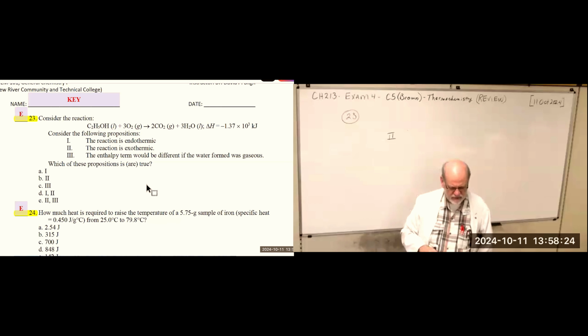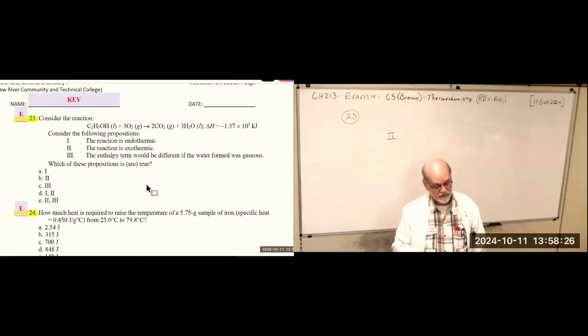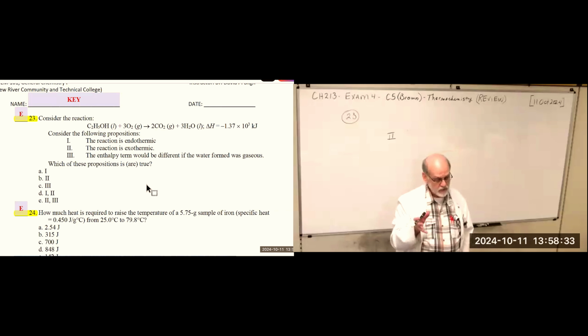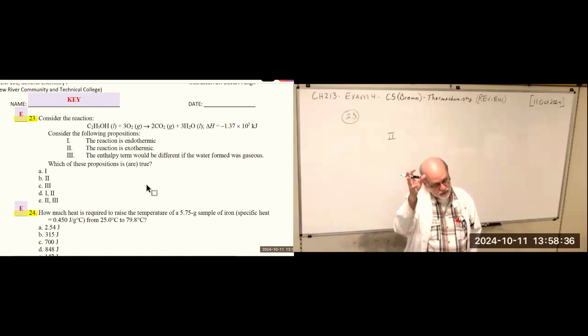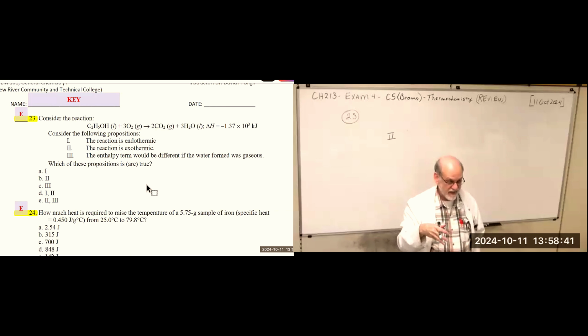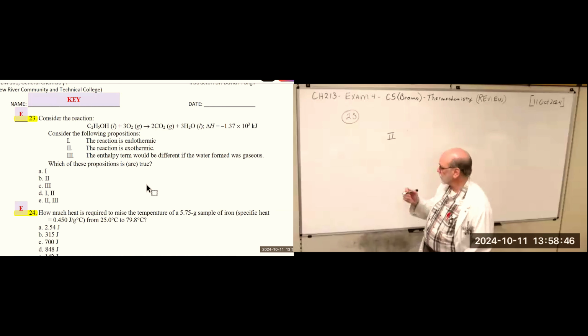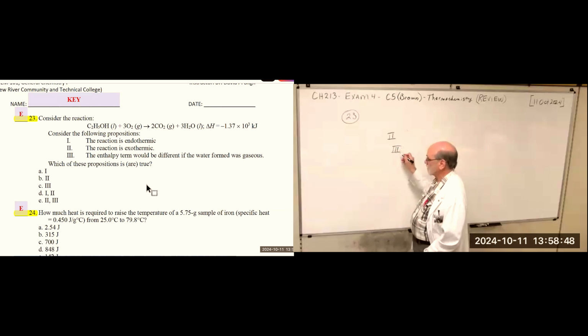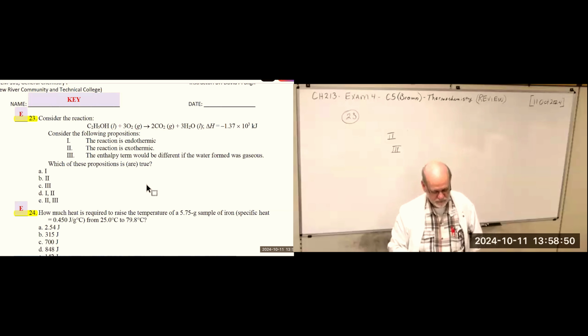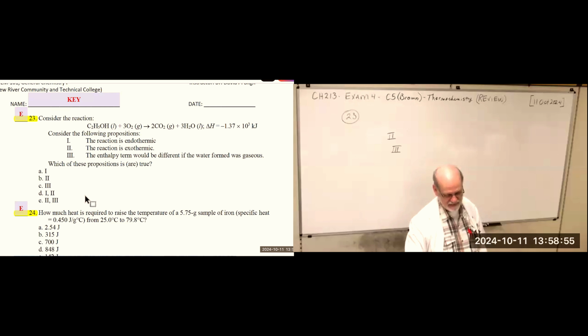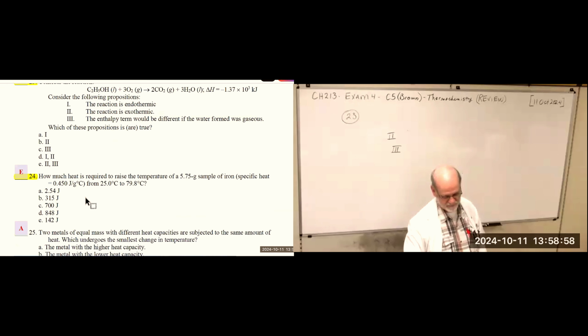The enthalpy term would be different if the water were gaseous. That is true. If the water were a gas, then some of that energy would be used up in taking the liquid to a gas, and the enthalpy would be a smaller value, a lower value. So number 3 is also true. 2 and 3 are true, so E is the best answer for that one.